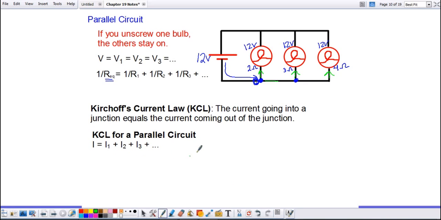This is a really good way to check your work. So when you're done, you find everything. You can check your work by making sure that the current at each of the resistors or light bulbs adds up to the current at the battery.